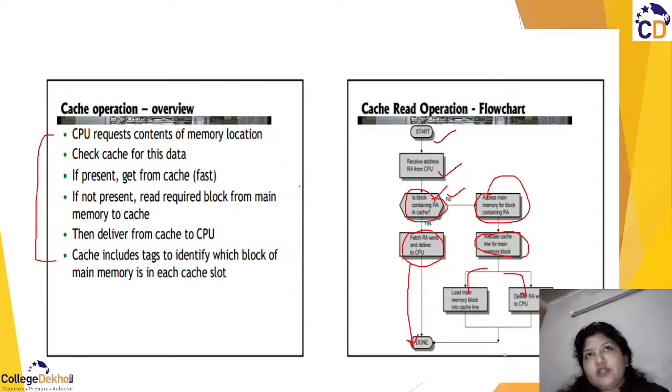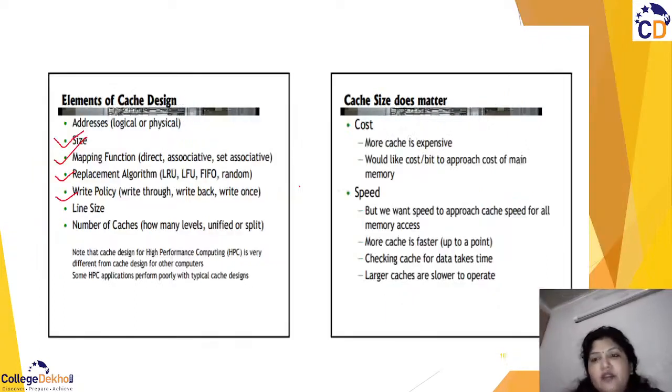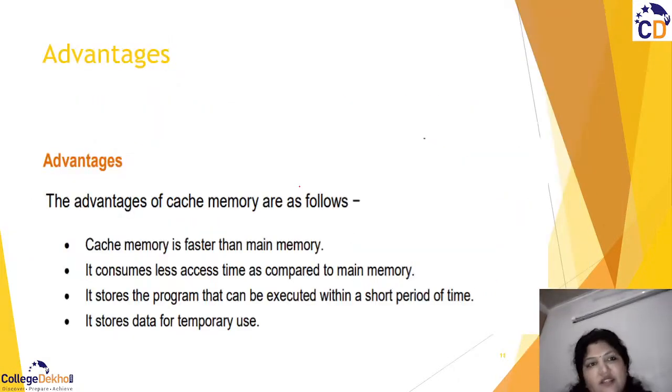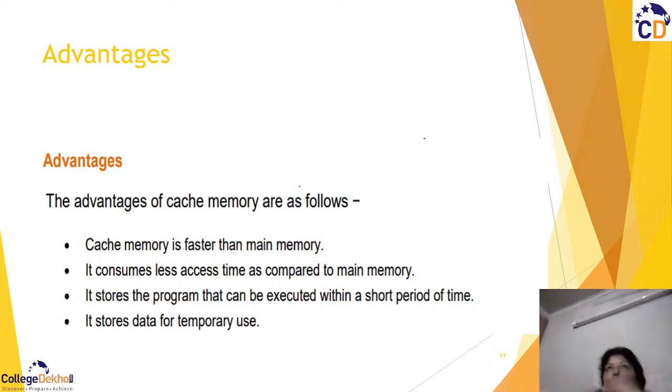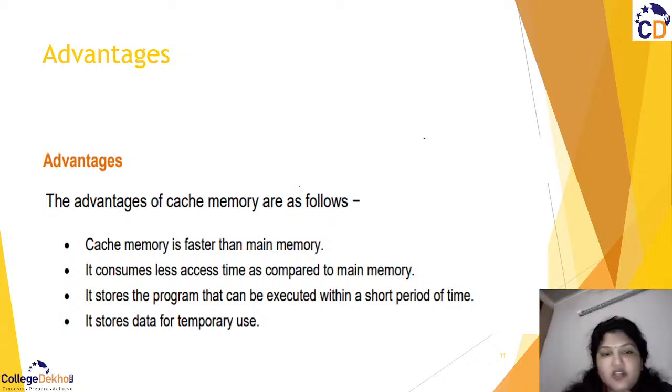Whenever you are using such types of caches, you need to remember this thing. You have some advantages, but you have some disadvantages also. Let us see some advantages. The advantages of cache memory are as follows. It is faster than main memory. Yes, as we have discussed, it consumes less access time as compared to main memory, because your main memory is much larger than your cache memory.